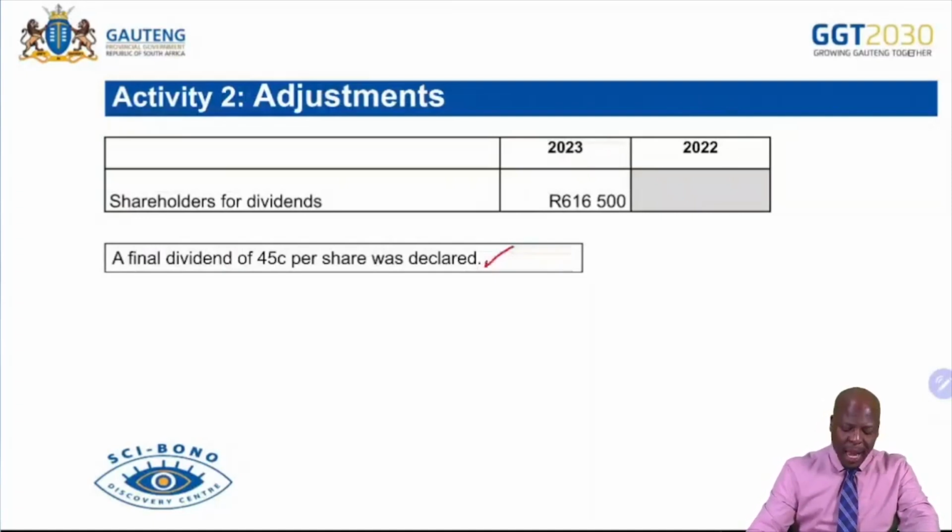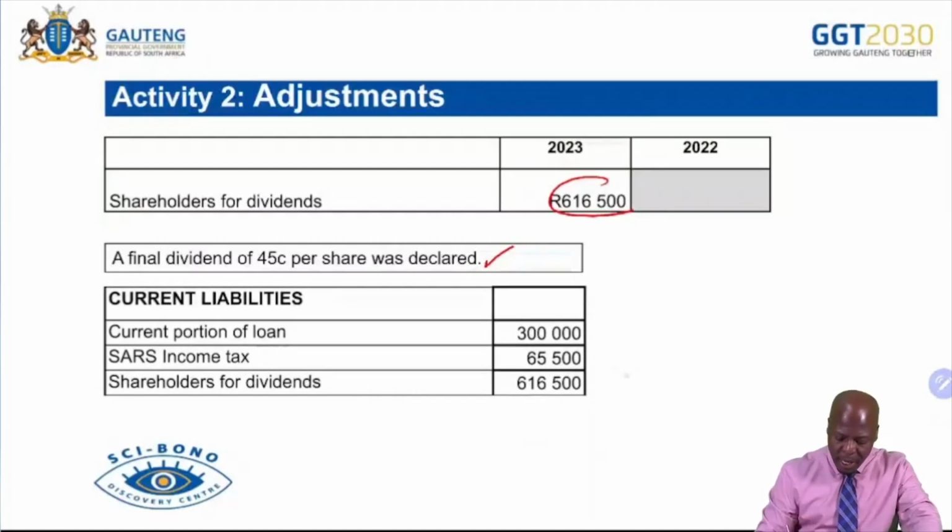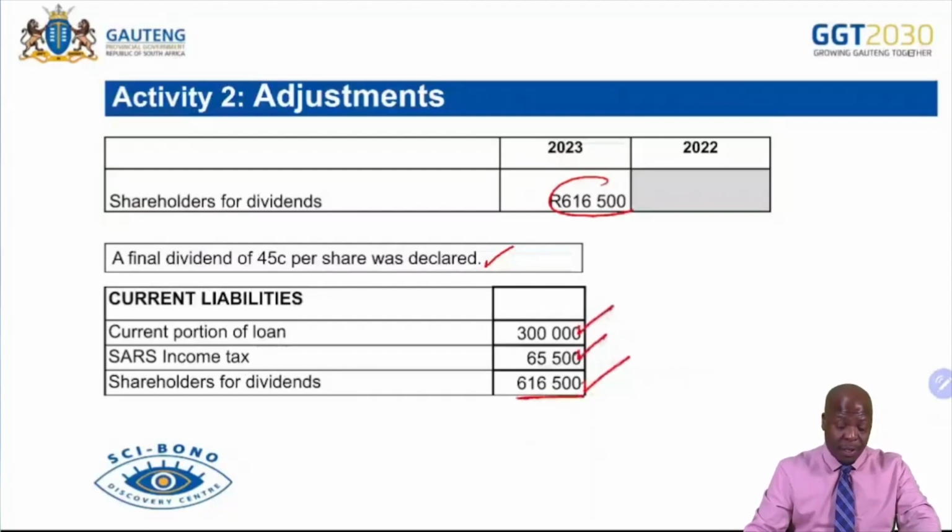The next adjustment then reads, a final dividend of 45 cents per share was declared. Now remember, we are doing the statement of financial position. We are given shareholders for dividends here, so that should make it easy. We come here and simply record our shareholders for dividends there. Remember, we had the current portion of loan, we had SARS income tax, and now we just brought in our shareholders for dividends. They gave it to us. But if they gave us shareholders for dividends and a final dividend of 45 cents, they are trying to tell us something. Let's see what it is that they want us to do.